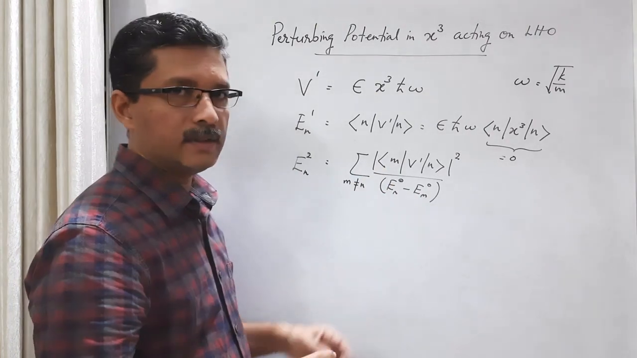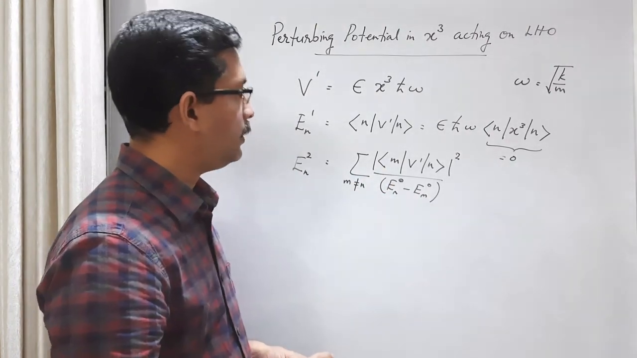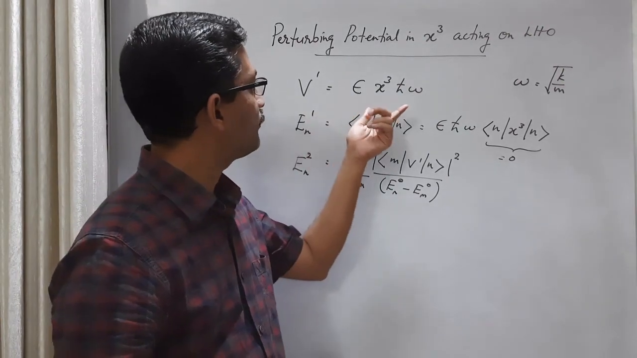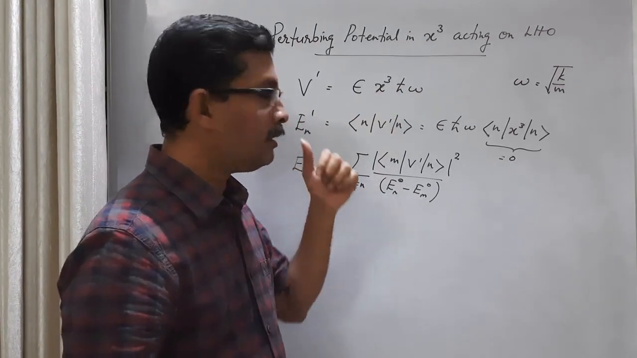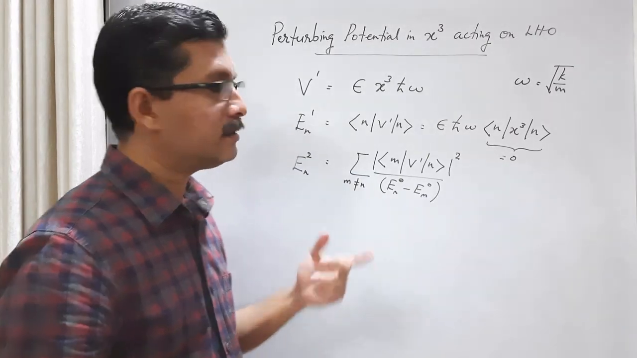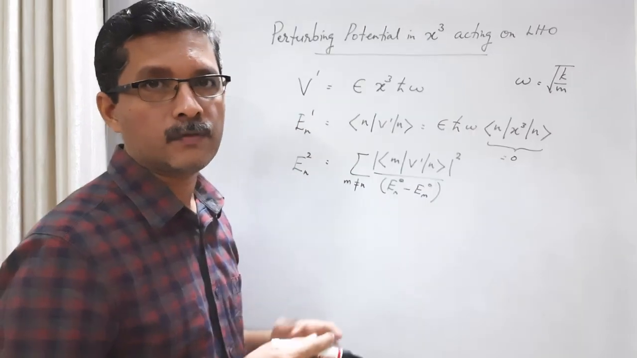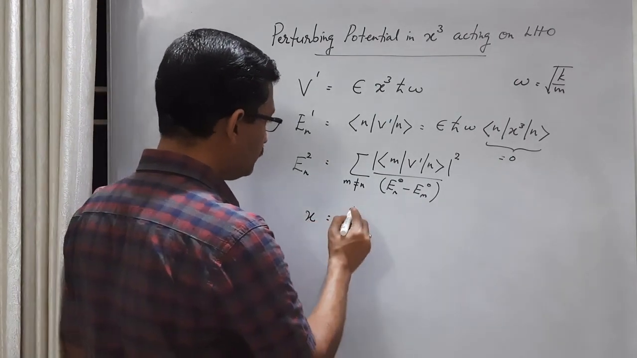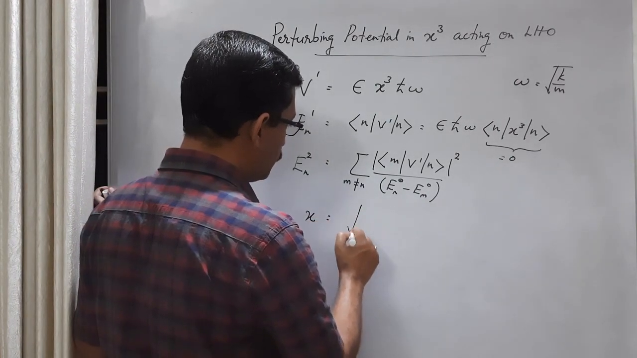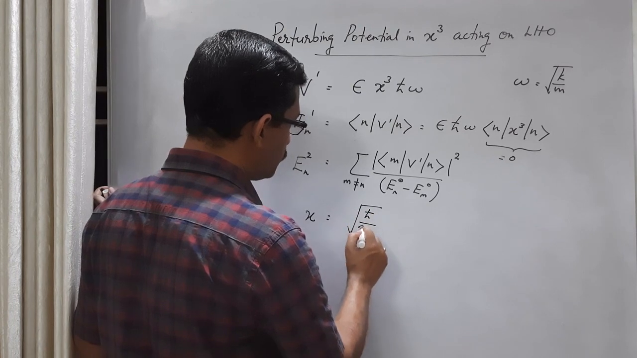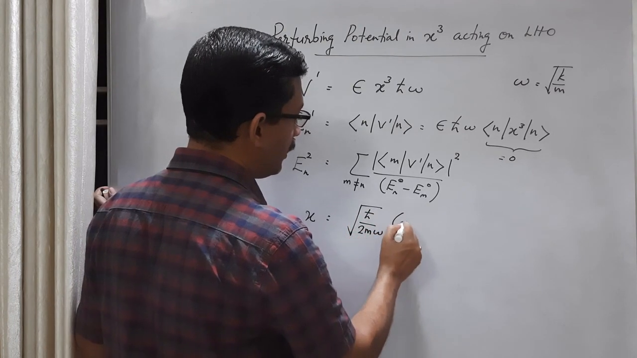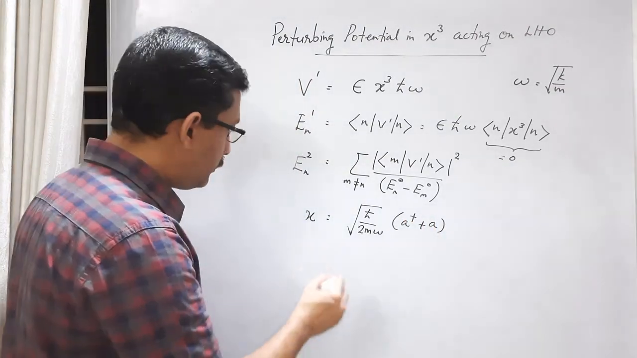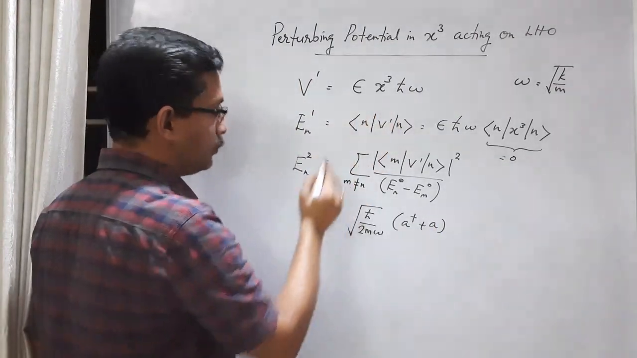So we have to evaluate this. In order to evaluate that, first I am going to write down this V prime in terms of a and a dagger. Let us write this perturbing potential in terms of creation and annihilation operators. So we can start with this term, x is equal to root of h cross by 2m omega, a dagger plus a. Okay, so we want to know what is x cube.